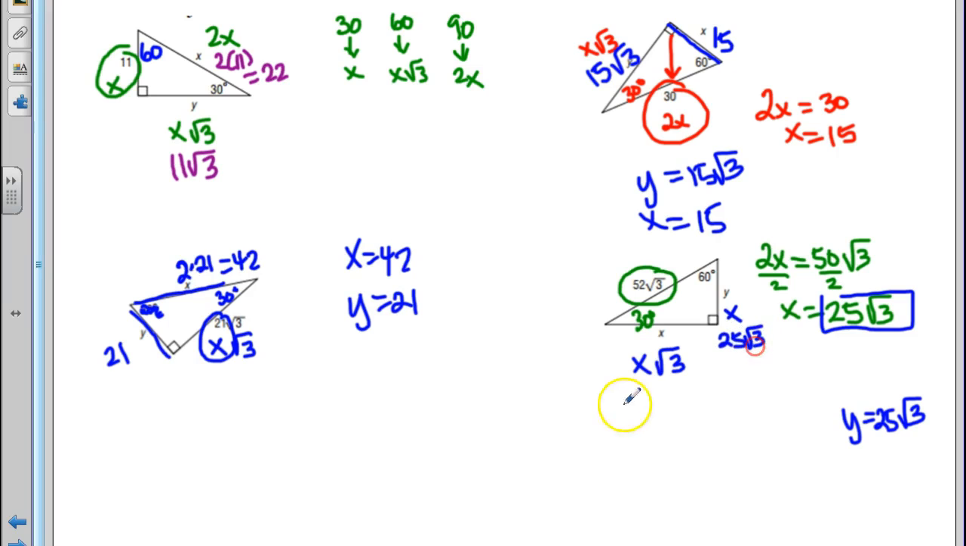All right, then I'm going to plug in 25 square roots of 3 for x here. So I have 25 square roots of 3 times the square root of 3. What happens with those two? Well, square root of 3 multiplied by square root of 3 is square root of 9, which is 3. Remember, if you have the same thing underneath the square root, that square root can just pop right off of there. So 25 times 3 is 75. So x is 75.